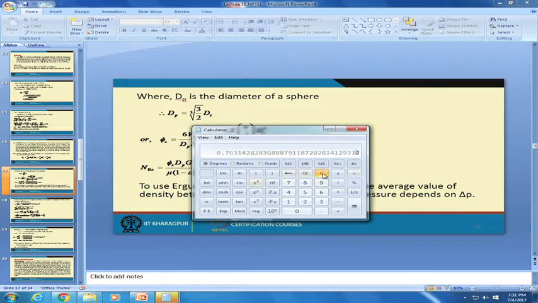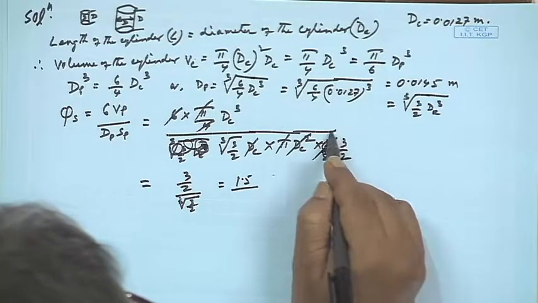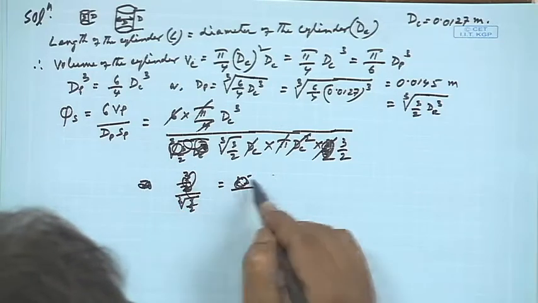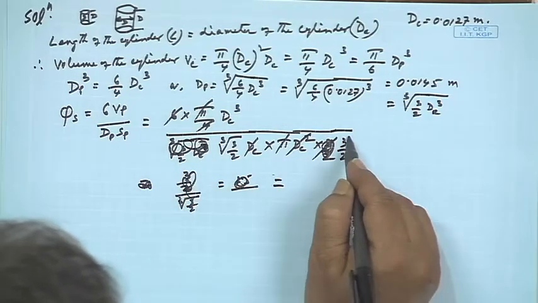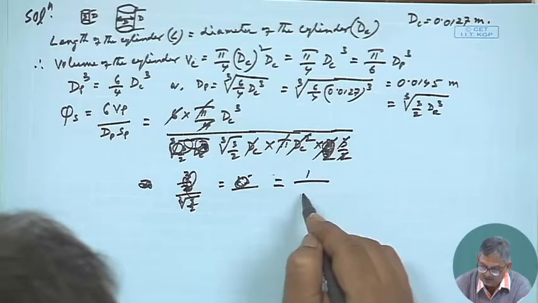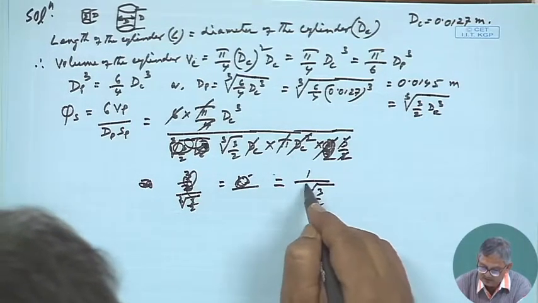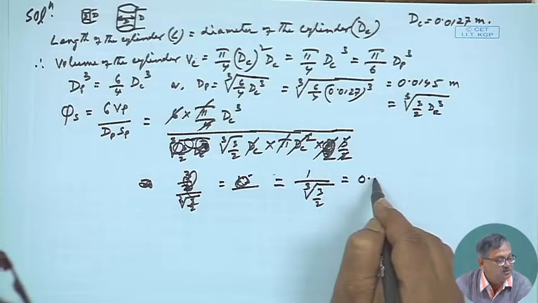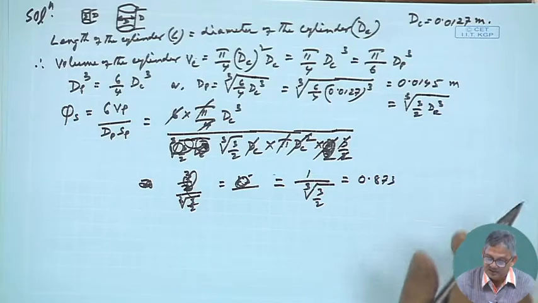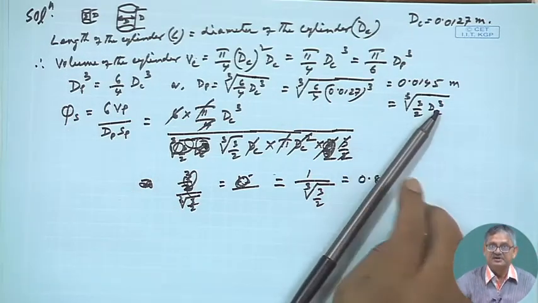No. I think I am making a mistake. That is 3 by 2, 1.5, cube root of this, inverse of this. Yes. So it was 3 by 2 there. Then it becomes, right, this 3 by 2 goes off, 1 by cube root of 3 by 2, right. So that becomes equal to 0.873, right. So phi s is 0.873.